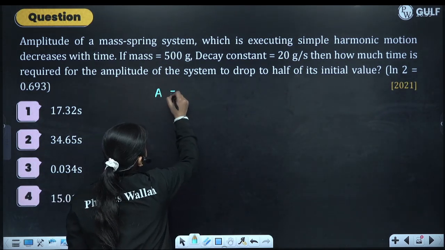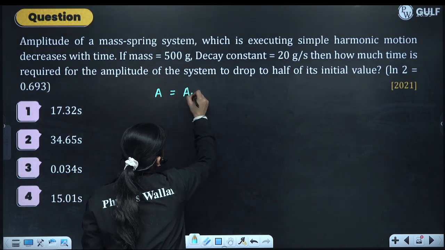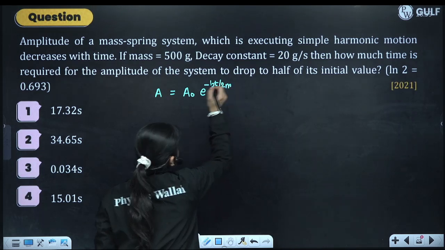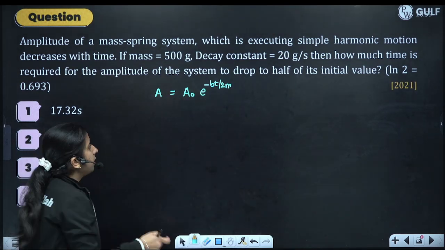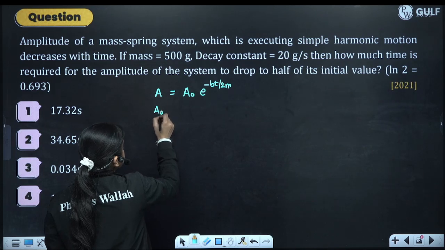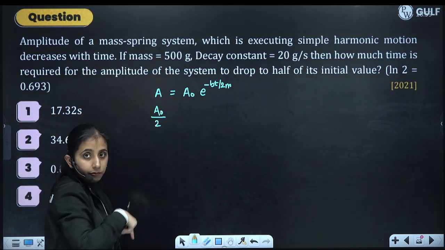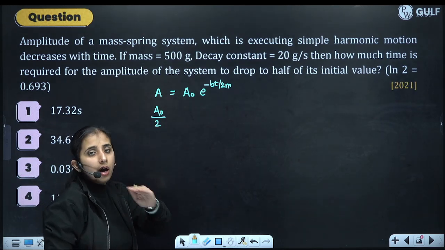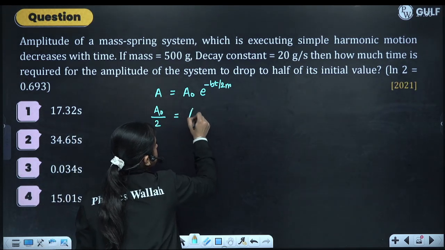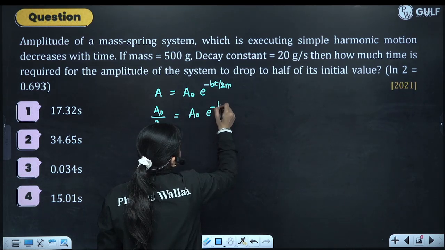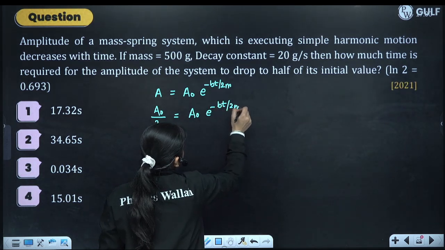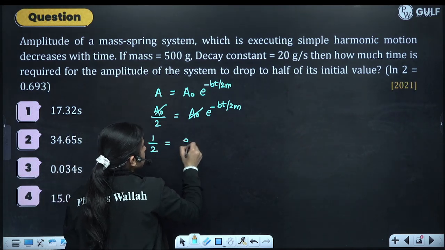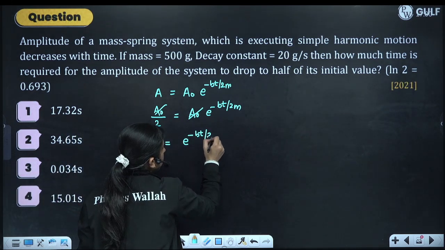So A is equal to A naught into exponential minus bt by 2m. A naught is the initial amplitude. They are given the time taken to drop to half of its value. So A at any time t will be A naught by 2, half of initial. So this is A naught into exponential minus bt by 2m. A naught gets cancelled. 1 by 2 is exponential minus bt by 2m.